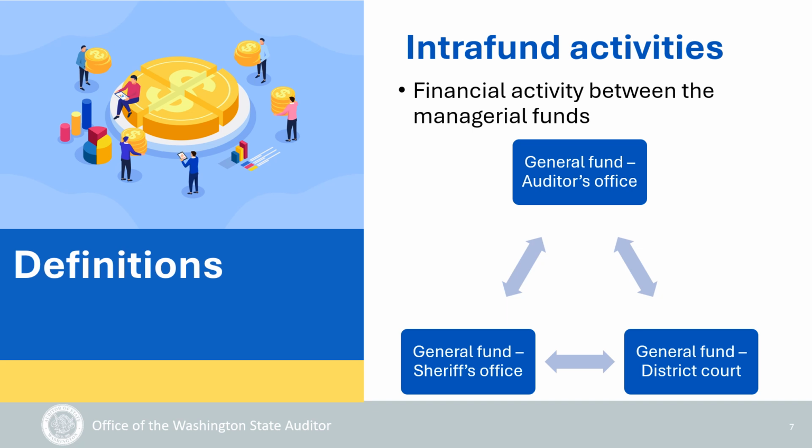As you might imagine, sometimes these managerial funds have activity with each other. For example, the district court might pay for some of the sheriff deputies to be at the courthouse. Financial activity between these managerial funds is called intra-fund activity. Intra-fund activity should be eliminated for financial statement reporting. However, that is beyond the scope of this training. Throughout this training, we are only going to be focusing on activity between two separately reported funds of a government, the inter-fund activity. For now, just remember that inter-fund activity and intra-fund activity are treated differently. And this video is all about the inter-fund activity.